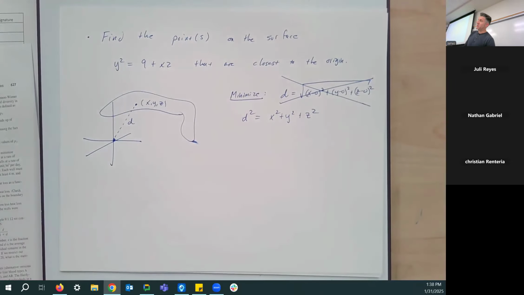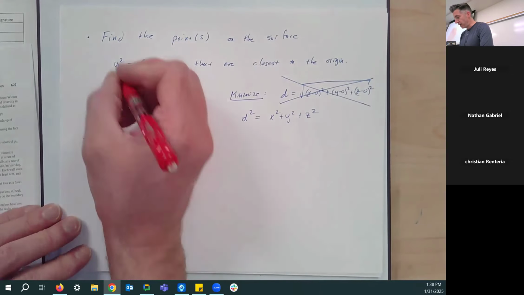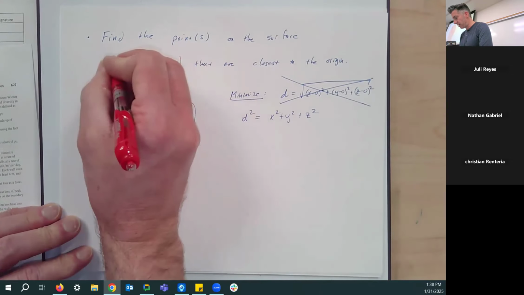As is often the case with these kinds of problems, it's going to start off as a function of 3 variables and we need it to be a function of 2 variables. So we need to have some constraint. But our constraint in this kind of situation is already given to us, right? We don't have to search for it. Our constraint is that our point has to be on the surface. So it has to be true that y squared is equal to 9 plus xz.